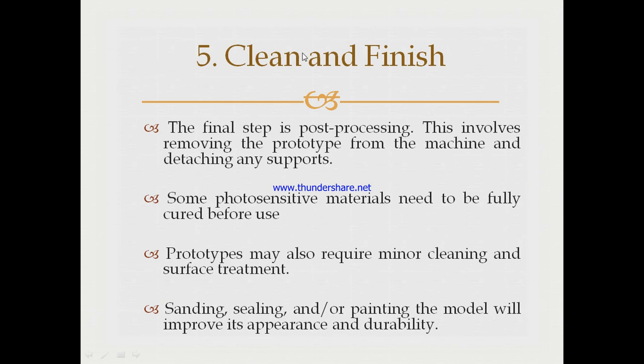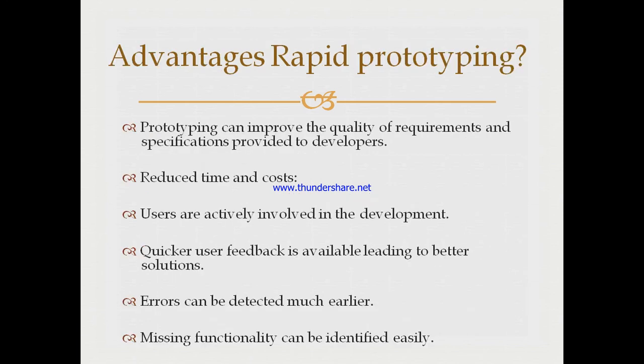After manufacturing of the product, this is the post process, which involves removing the prototype from the machine and detaching any supports. Some sensitive materials need to be fully cured before use. Prototypes may also require minor cleaning and surface treatment. Sanding, sealing, or painting the model will improve the appearance and the durability. In this process, we thoroughly clean the object and make it visually proper for our normal use.